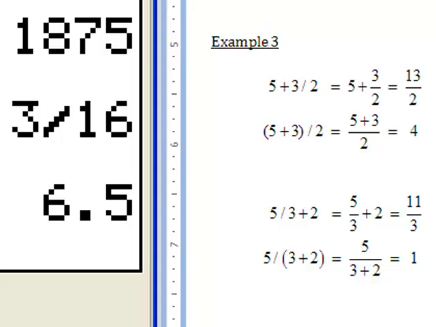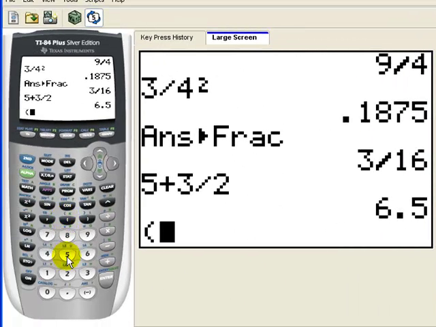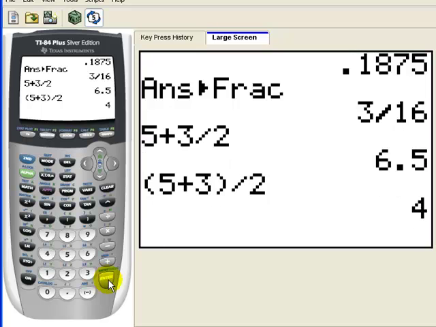To actually take 5 plus 3 and take the result of that and divide by 2, we again need to use parentheses. So we'll use a left parenthesis. We'll do 5 plus 3, right parenthesis, divided by 2. Now the parentheses, under order of operations, tell the calculator to add the 5 and the 3 first and divide by 2 second. That gives us the result of 4.